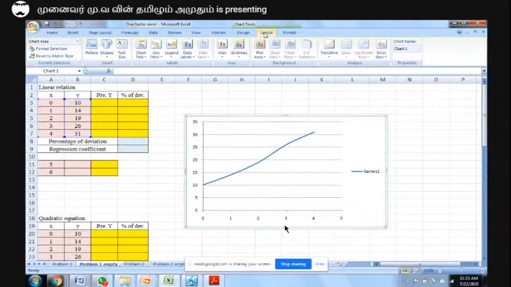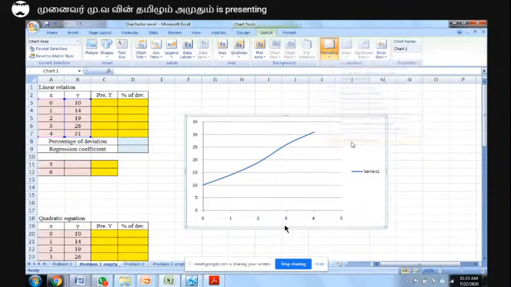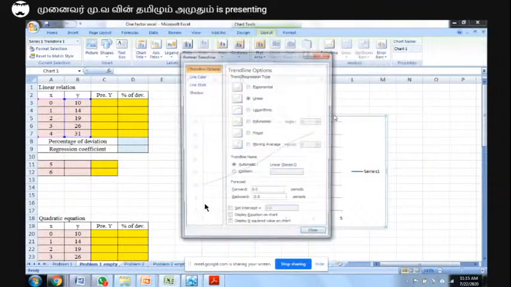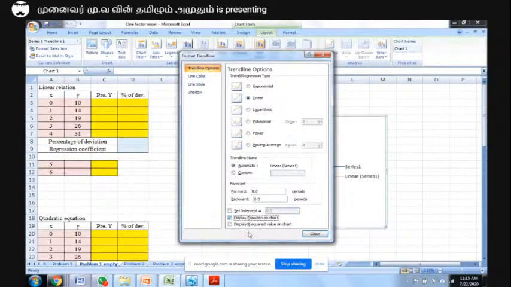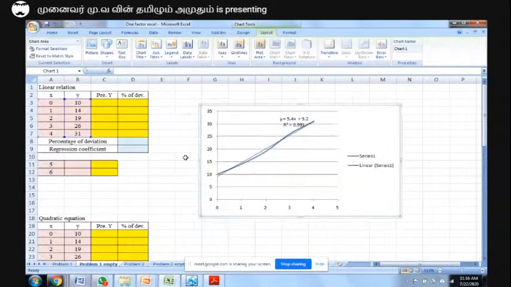Trend. Here in layout we have trend, no trend line. Here, display equation on chart and display R squared value on chart. Close. Here we have a mathematical model, which is usually said to be an empirical model, and the bottom one is the reliability measure, that is the R square value, which we will discuss in detail later on.